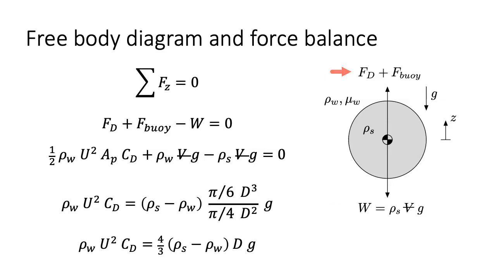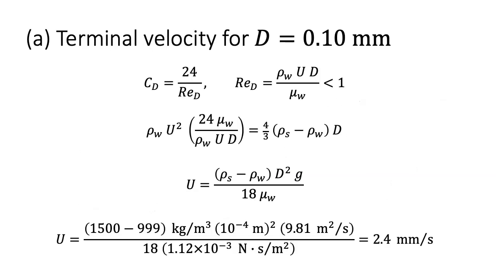Since our sphere is moving at a constant terminal velocity, the sum of the forces in the z direction is just 0. Substituting in our equation for the drag in terms of the dimensionless drag coefficient, buoyancy, which is equal to the weight of the fluid displaced, and weight, we get an equation for the terminal velocity. Now, for part A, for the very fine grain of sand, we begin by assuming that the Reynolds number will be very small for this case, which I will need to check later.